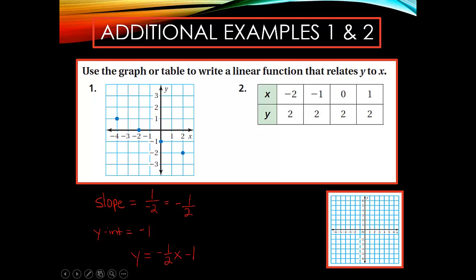Now for number 2, we're first going to plot our points. So we're going to plot our points, and first we have (-2, 2). So we're going to go to (-2, 2). And then we have (-1, 2). So (-1, 2). And then we have (0, 2). And we have (1, 2).